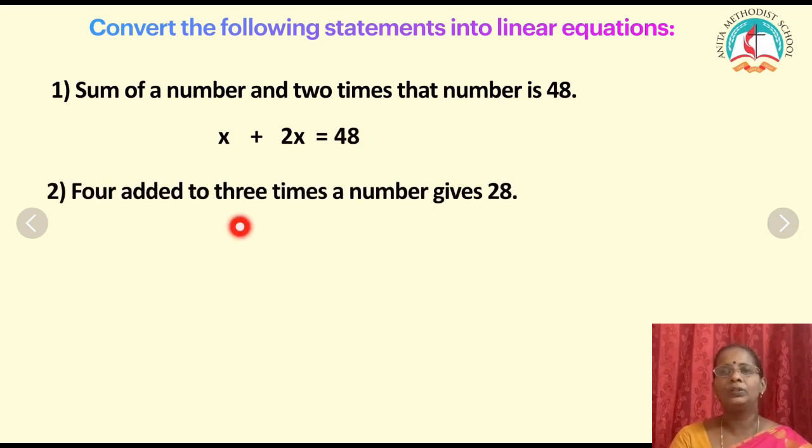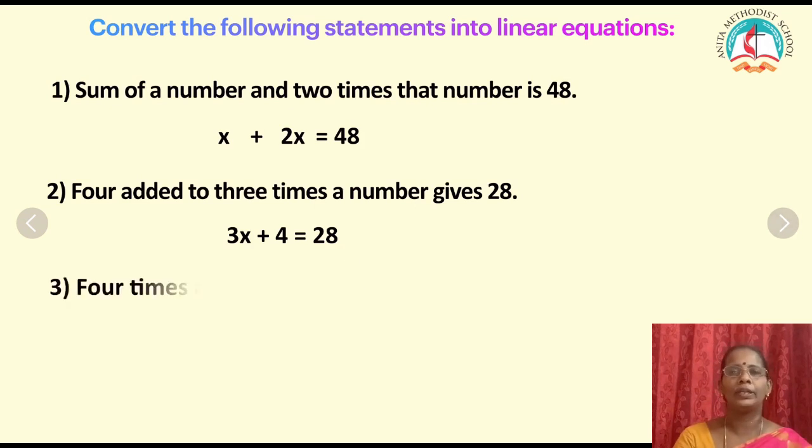4 added to 3 times a number gives 28. Gives means it will come on the right hand side. 3 times. Times means multiplication. So a number means we don't know what number is that. So take it as x. So 3x plus 4 is equal to 28. Clear children? Now the next question.